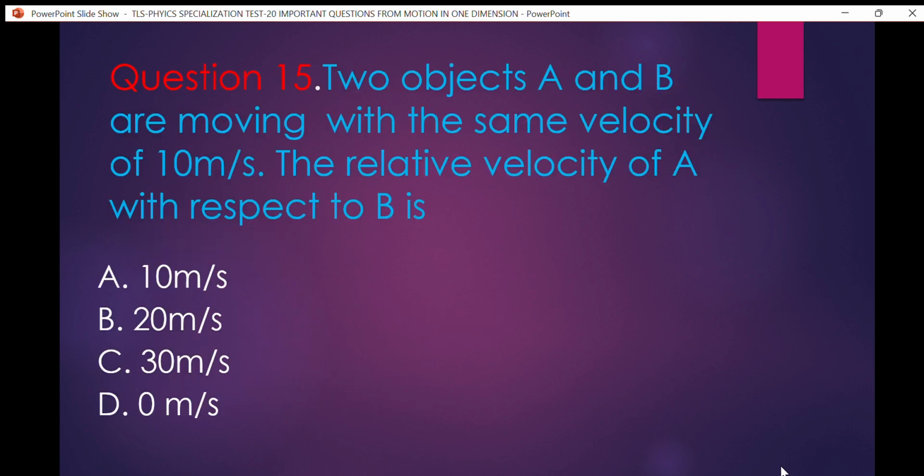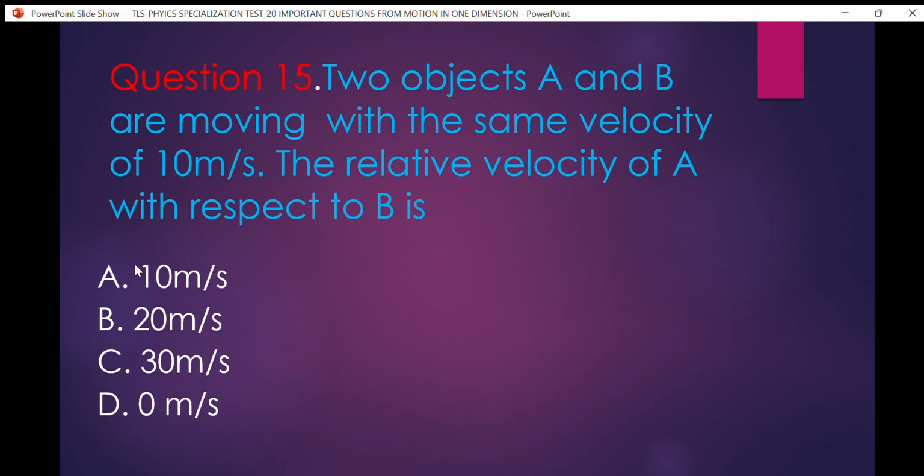We'll go to question number 15. Two objects A and B are moving with the same velocity of 10 meter per second. The relative velocity of A with respect to B is, you know what is the formula for relative velocity? Velocity of one object with respect to another is nothing but V1 minus V2, or VA minus VB. Right? So the relative velocity of A with respect to B is VA minus VB. So here both are moving with the same velocity, in the same direction. Okay. So it is 10 minus 10. It will be 0.